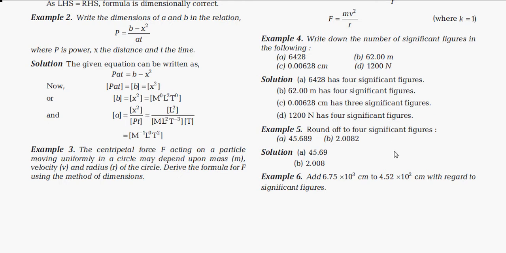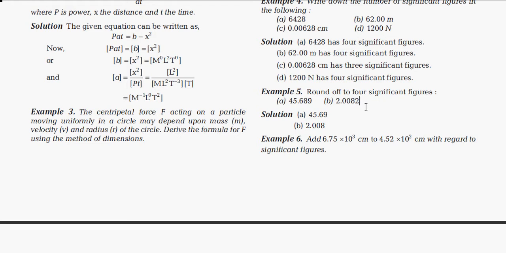Now let's see the next problem, which is rounding off to 4 significant figures. Let's see 45.689. Guys, you'll see 9 is the term which is greater than 5. So the preceding digit of the 9, which is 8, will be incremented by 1, so the rounded figure will be 45.69. If you're talking about 2.0082, the last digit is 2, which is less than 5, so the preceding digit will remain as it is. I mean, this will remain 8, so that is the rounded figure.